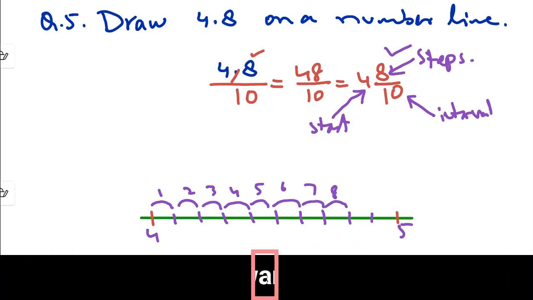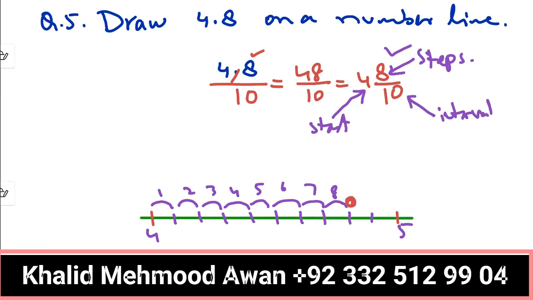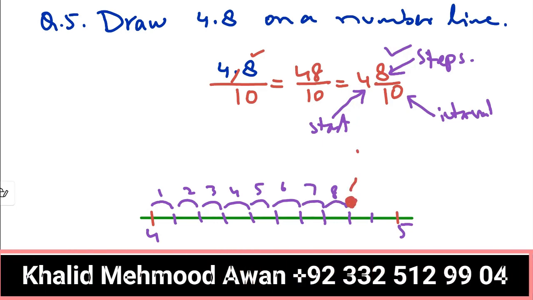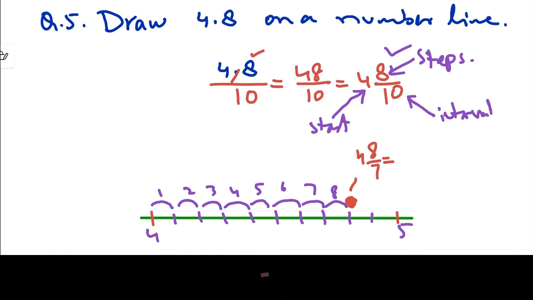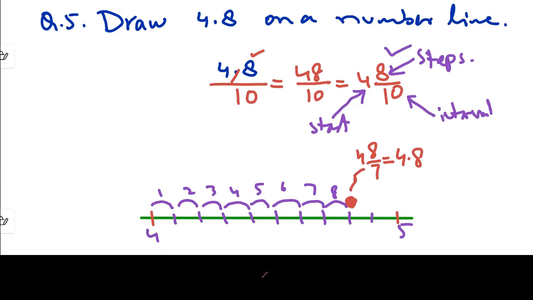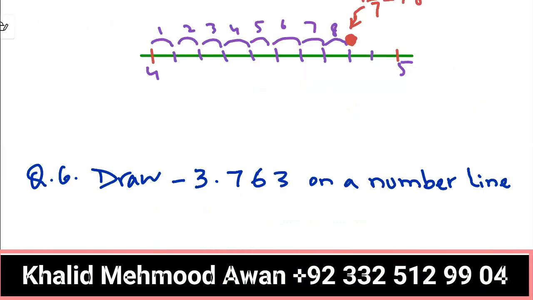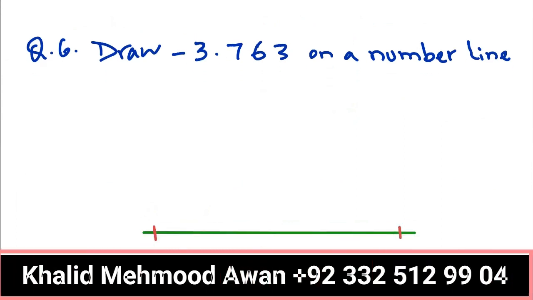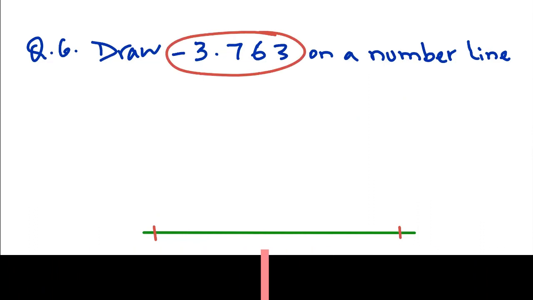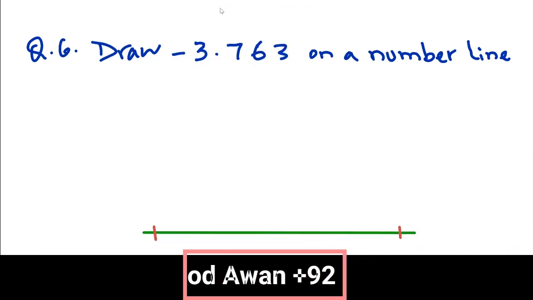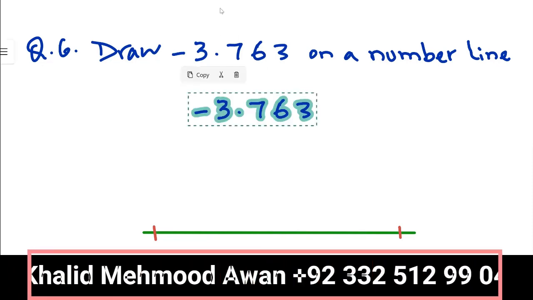So that is our destination, or the exact location of 4 whole 8 by 10, which is equal to 4.8. So this is how we draw a decimal on a number line. Now there is one more example, the last example, which is negative 3.763. So how do we draw this decimal number, which goes up to the thousandths place?